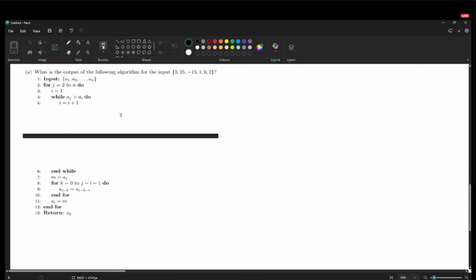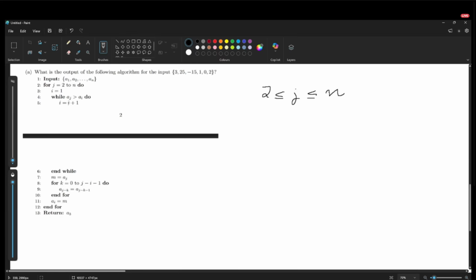Okay, so now while loops, this is more complicated. What's the complexity of this algorithm? We have an n-dimensional input. For the first loop, j is in between 2 and n. I'm just going to write this down to make it clear. I don't know if you would write this on the exam, but j is in between 2 and n. Now, while aj is more than ai, do increase i by 1.